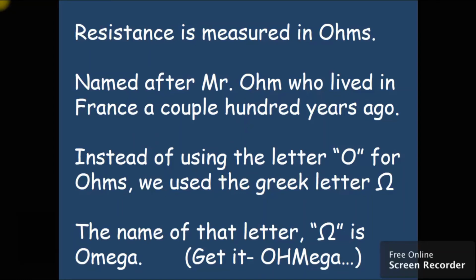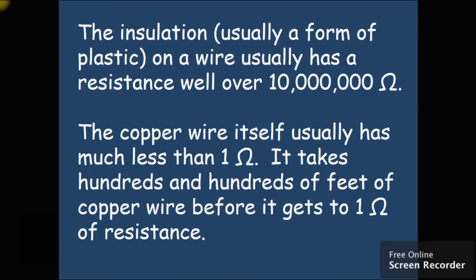Resistance is measured in ohms. It's named after a Mr. Ohm who lived in France a couple hundred years ago. And instead of using the letter O for ohms, because O is used for too much already, we use the Greek letter omega. Get it? Omega. That's why they chose it.